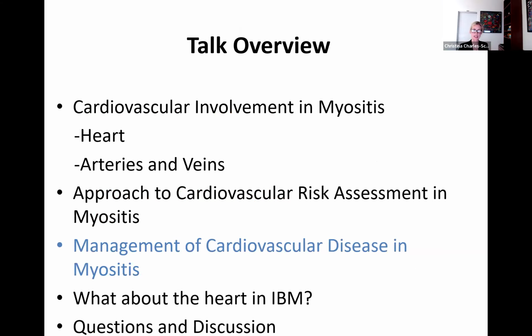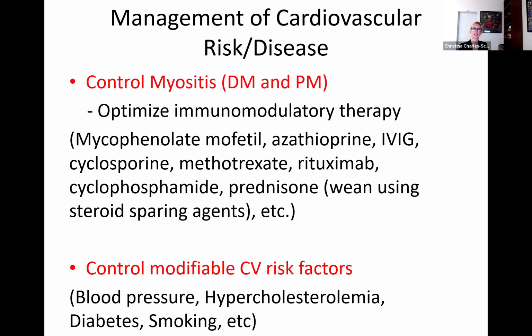So management of disease, I alluded to this. This is a new day from 50 years ago when we couldn't do anything about heart disease. We can manage it. We can prevent events from happening, right? Only if it's assessed. For DM and PM, there is growing data that you need to treat the disease, right?